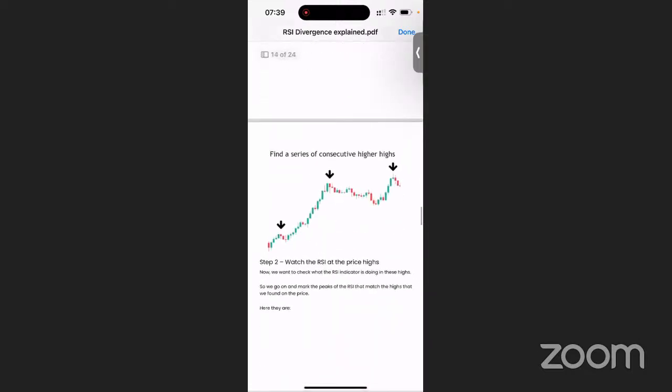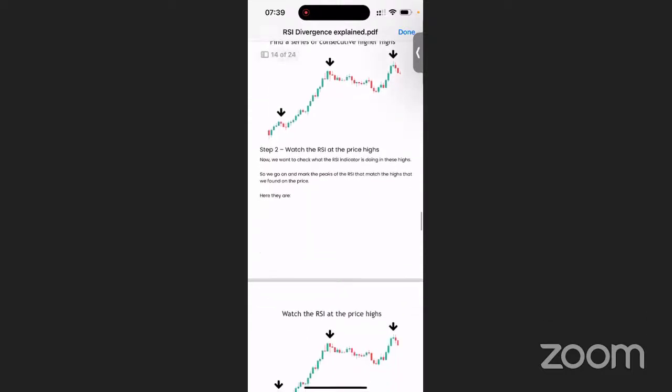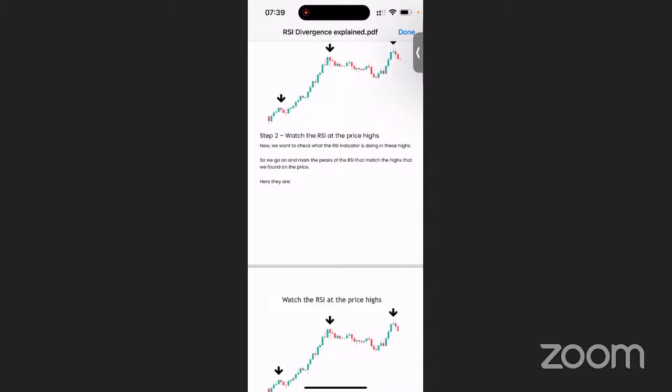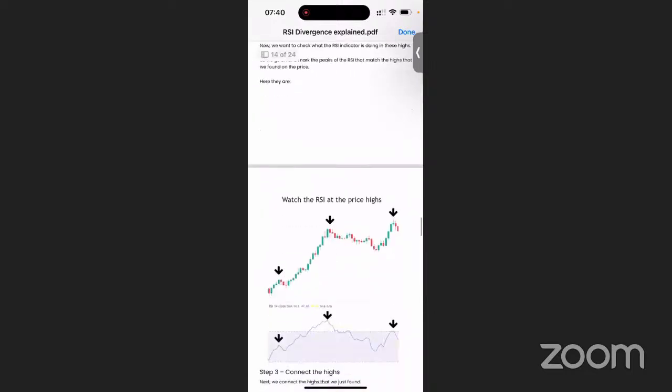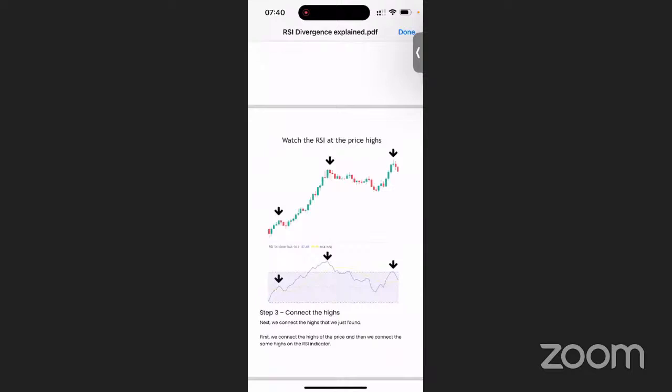Here is a sample of what I'm trying to talk about. Now you find a series of higher highs, like you see, this is the higher high with the first arrow, the second higher high with the second arrow, the third higher high with the third arrow. Then step 2, watch the RSI at the price highs. Now we want to check what the RSI indicator is doing at these highs. We mark the peaks of the RSI that match with the highs that we have found on the price. So you see here we mark, here we mark, and here we mark. I hope you can see it corresponding down here with the RSI.